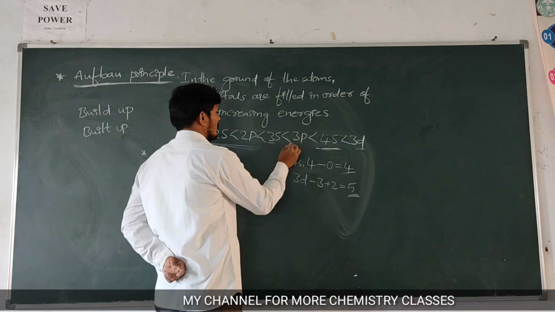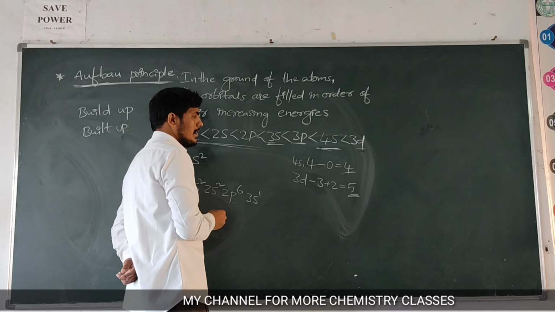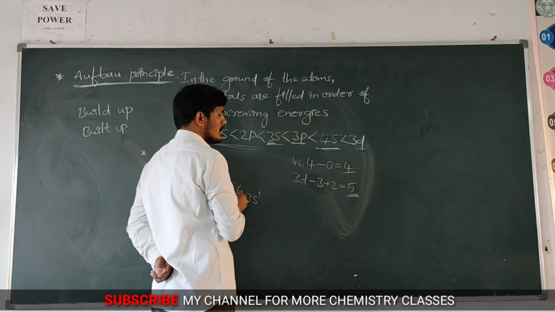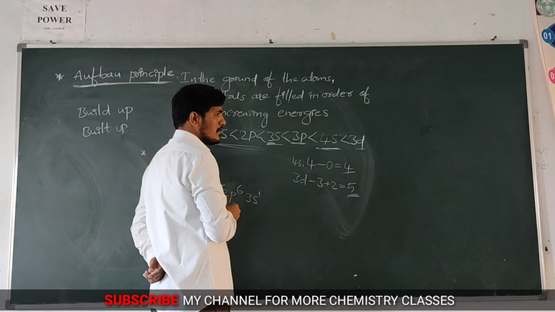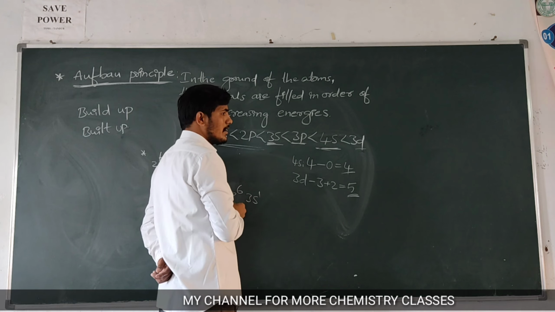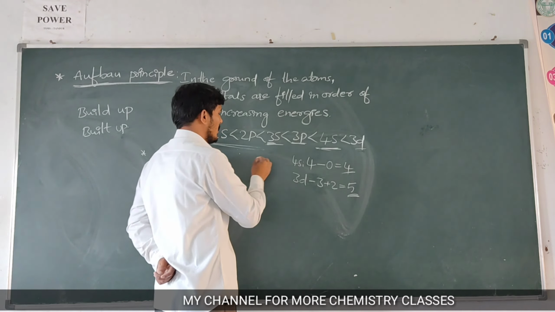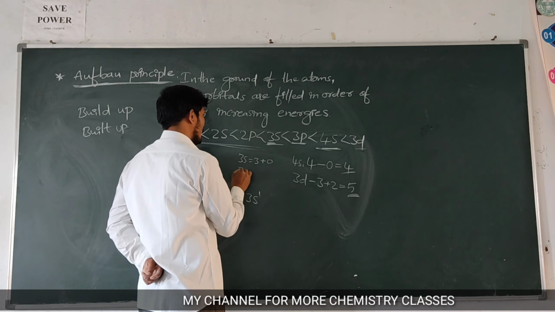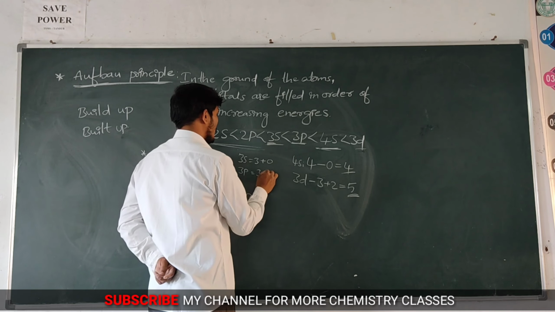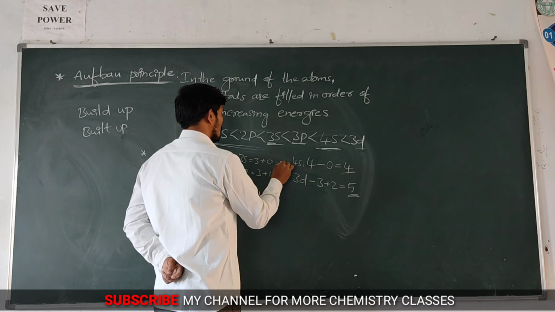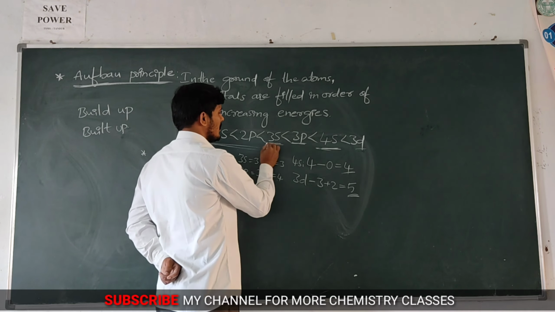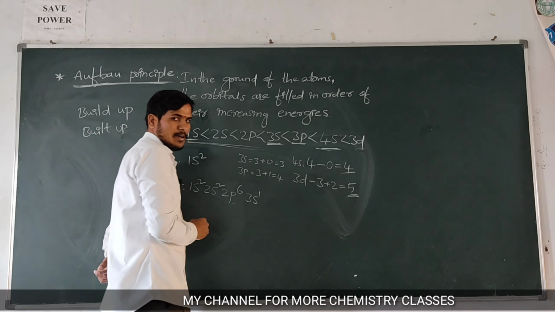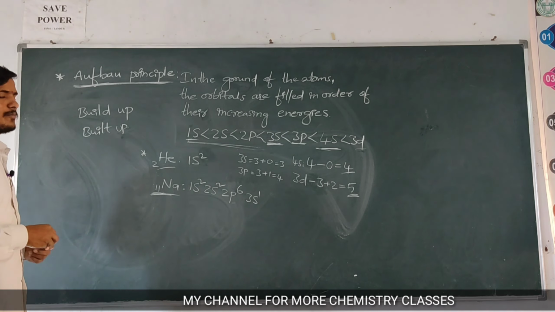Take for example 3s and 3p. Here also they have the same main shell, 3. But here the s value is 0, and the p value is 1. So 3s is equal to 3 plus 0, and 3p is equal to 3 plus 1, 4. Yes or no? So 3s has the lower energy, and after that the electron enters the 3p orbital. This is called the Aufbau principle.